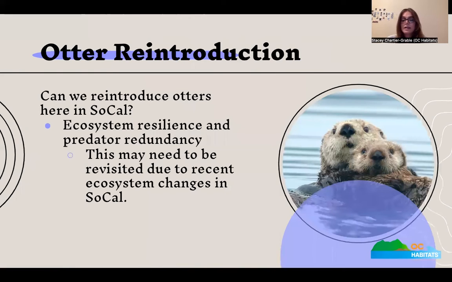And there's been talk of reintroducing them down here, but a feasibility study done by the US Department of Fish and Wildlife essentially decided that it wasn't going to be worth it, so to speak, for the main reason being ecosystem resilience and predator redundancy, which means that there's more sea urchin predators down here that we wouldn't need to reintroduce otters. They're okay, just staying where they're at.